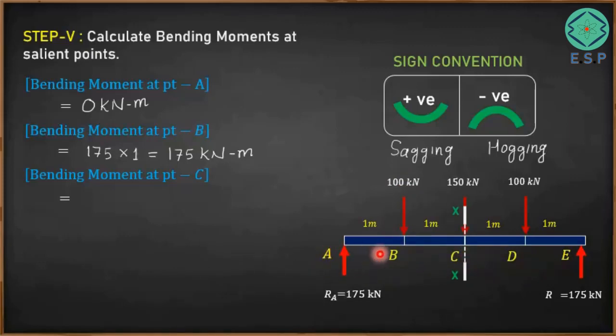So let's consider the first one, that is 175 kilonewton. When you apply 175 kilonewton, how much bending moment is going to come at point C? Your beam is going to bend something like this when you apply force 175 kilonewton. So this kind of bending will take place. This seems to be sagging of the beam. And due to application of 100 kilonewton, your beam is going to bend something like this.